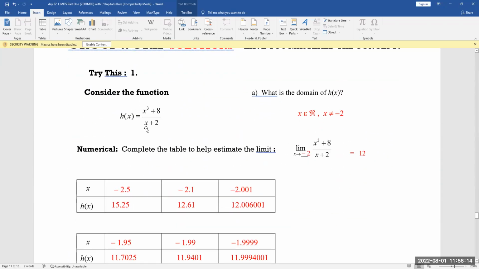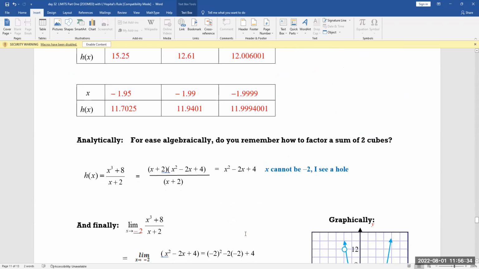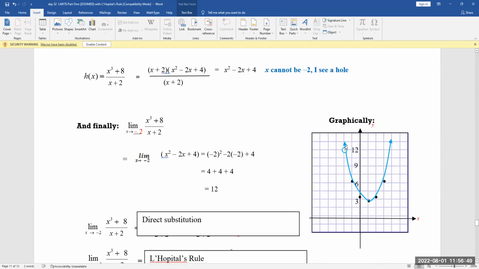We did it numerically. We substituted in values very close to the denominator's x equals -2, from the left and the right. It appeared that our limit was going to be 12. And then we remembered, gently prodded to try to remember how to factor a sum of 2 cubes so that we could analytically come up with the same answer. And we did. We ended up getting a parabola with a hole in it when x was -2 and y was 12.